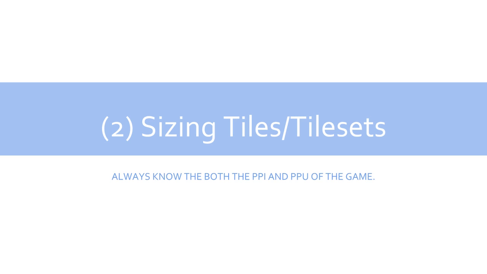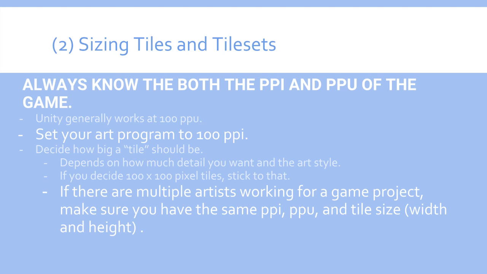Alright, next principle is proper sizing. You have to know both the PPI and the PPU of the game. I know those sound kind of funny, but essentially PPI is pixels per inch, and PPU is pixels per unit. I'll go into that in more detail in a bit.